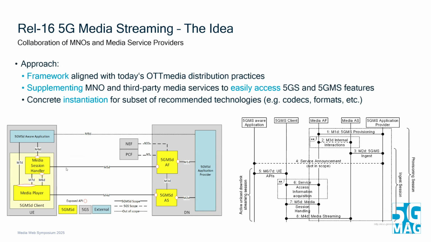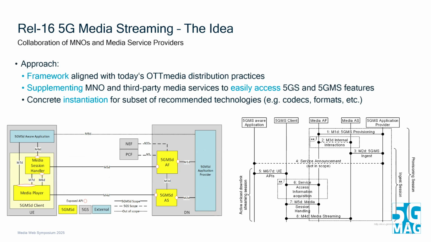Then the application communicates with the underlying client. Here, there are more detailed interfaces being exposed. You get access to the service information from the AF, that is the interface M5, and you handle the session. The handling is something that runs in the background, and then you have the actual media streaming session. So you have a provisioning, an ingest, and a distribution or streaming session. This is for downlink, and similar exists for uplink.